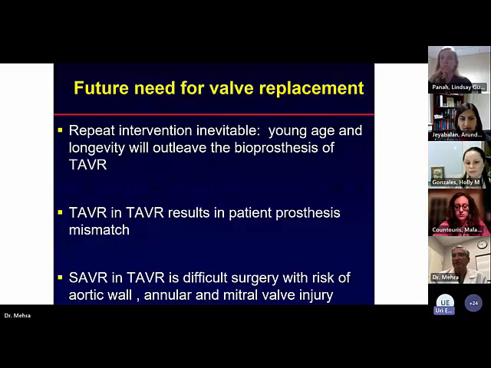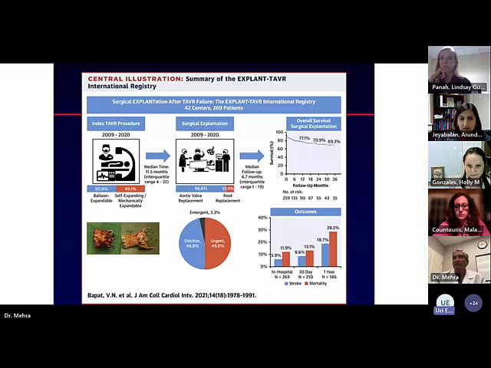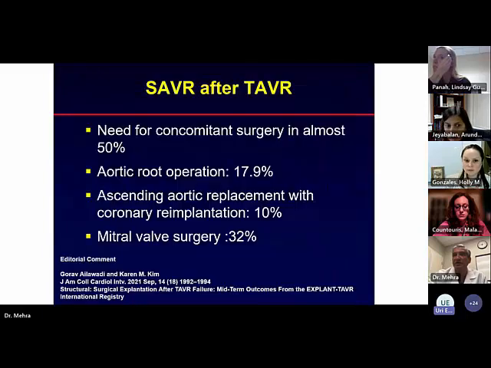The SAVR in TAVR is a difficult surgery with risk of injury to the aortic valve, aortic wall, annulus, as well as mitral valve injury. And this is the explant TAVR registry, which is for degenerative calcific aortic stenosis. And as you can see, even in-hospital mortality in these patients who undergo either elective or urgent surgery is around 5 to 10%, but one-year mortality is almost 30%. So one needs to consider that it's a difficult surgery.